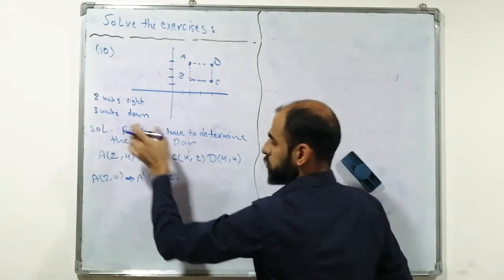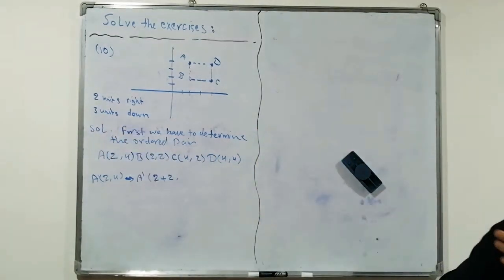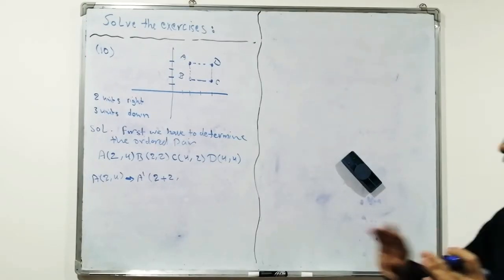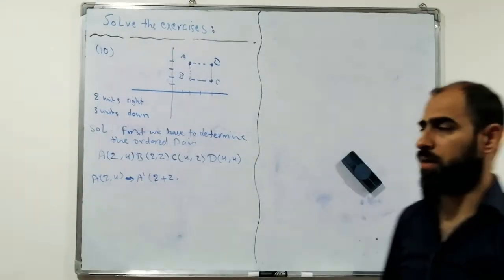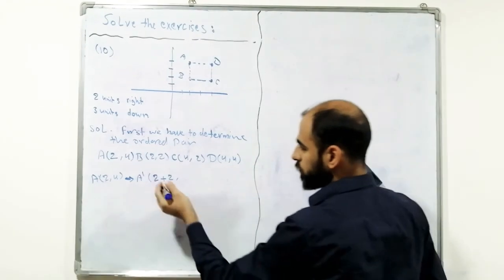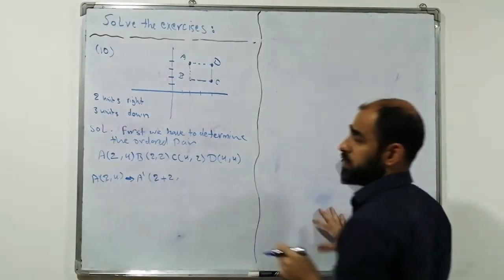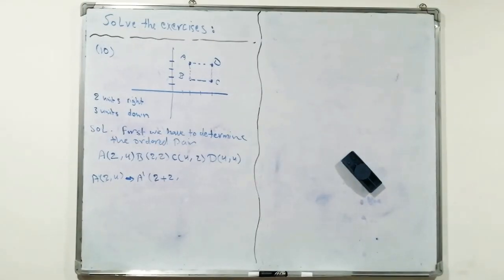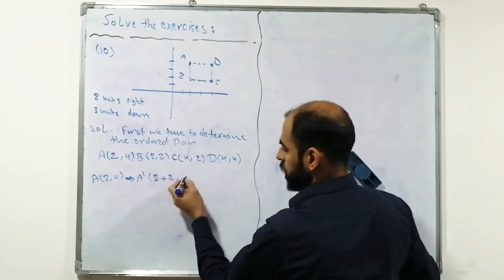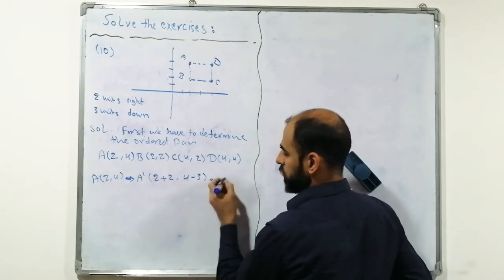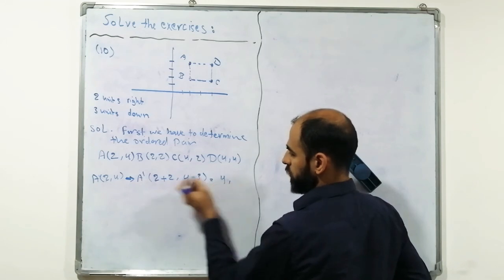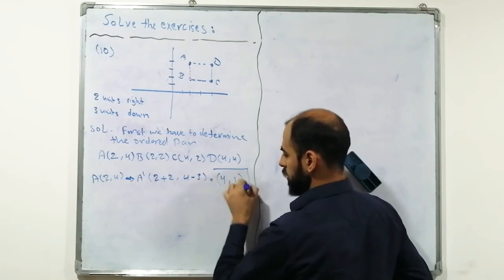And the 3 units down, here we have a double translation. انسحاب مع ألف يعني راح نضيف أو نطرح القيمتين الأولى والثانية للزوج المرتب. 3 units down means to the negative side of Y, so we have to subtract 3 units from 4. 4 minus 3. Then A dash equals (4, 2 plus 2 is 4, and 4 minus 3 is 1). This is the point A dash.